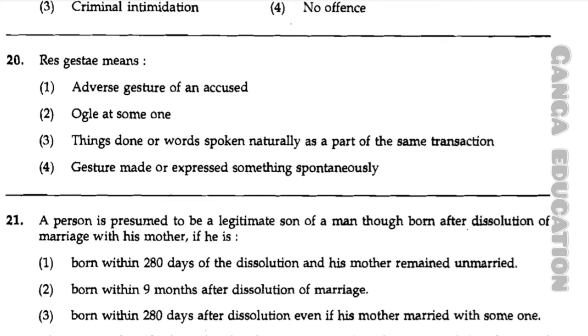Now question number 20. Res gestae means option number 1, adverse gesture of an accused. Option number 2, ogle at someone. Option number 3, things done or words spoken naturally as a part of the same transaction. Option number 4, gesture made or expressed something spontaneously. And the correct answer is option number 3, things done or words spoken naturally as a part of same transaction.